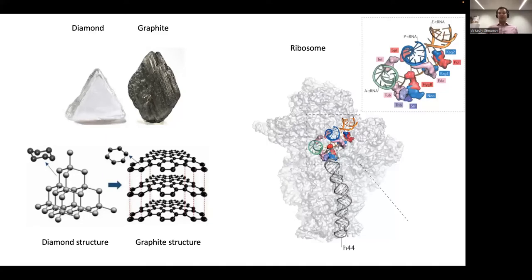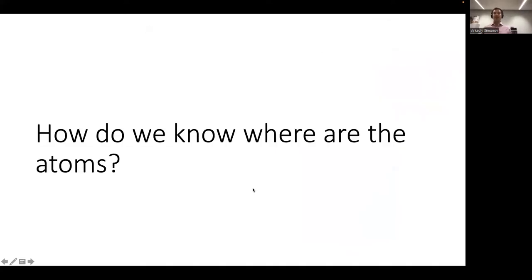Now comes the main question of this talk. How do we actually know where the atoms are in all of these materials? How did scientists figure out where those atoms are? Because these pictures look nice and it looks like there's some certainty with which we say that yes, indeed atoms are where we think they are. How do we do it? Do you have an idea?